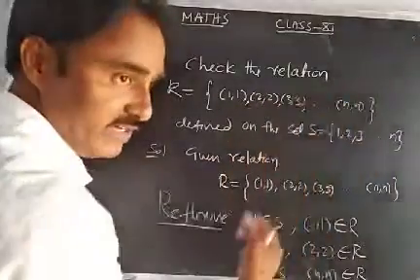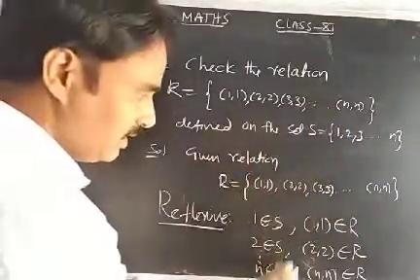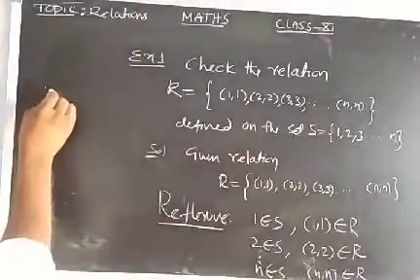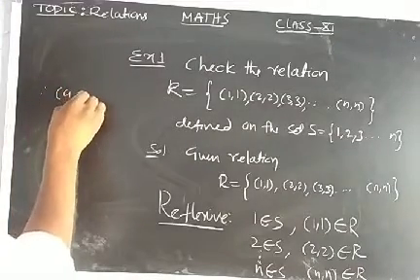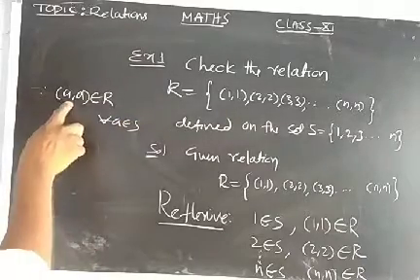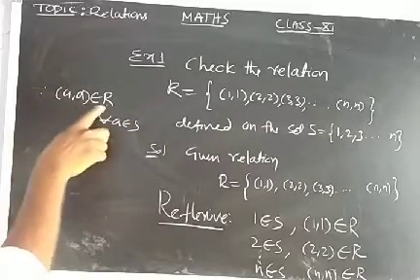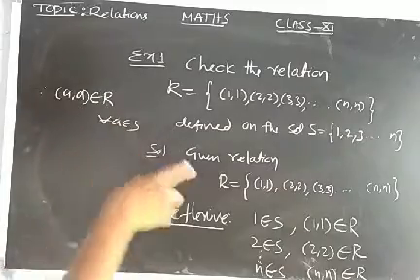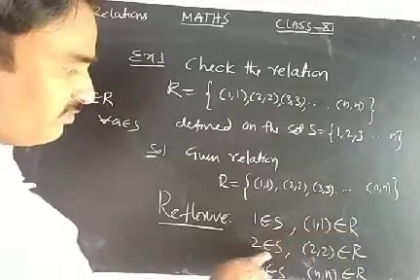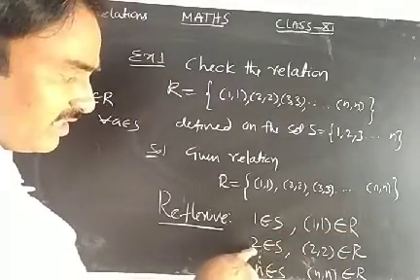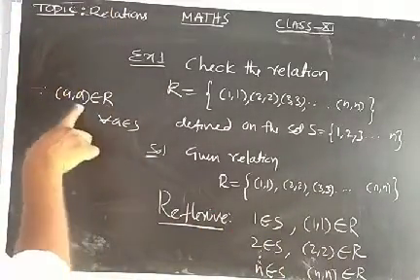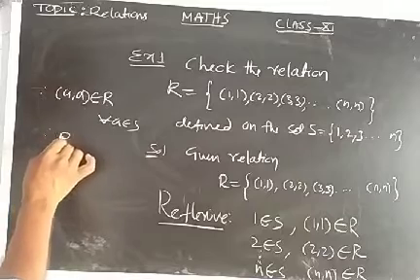Sometimes ordered pairs are infinite. At that time you have to write the property. See, in place of this, by observing the ordered pairs and elements, directly you can write: therefore (a, a) belongs to R for all a belongs to S. So this property is known as the reflexive property. So R is satisfying the reflexive property. See, for every element, the ordered pair exists in R. For each and every element of S, the ordered pair exists in R. So I wrote the property here: for every element a of S, (a, a) belongs to R. Therefore we can say R is reflexive.